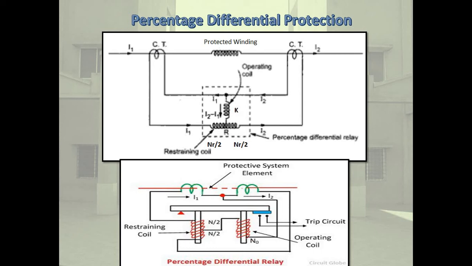So this theory is very important for protection purposes. This is the percentage differential relay, or we can say bias differential protection.